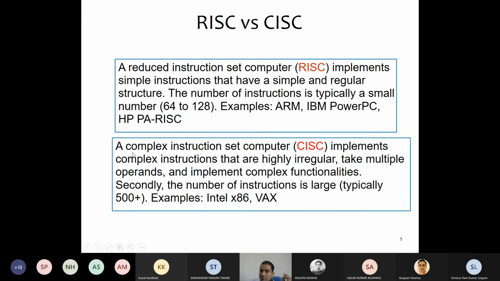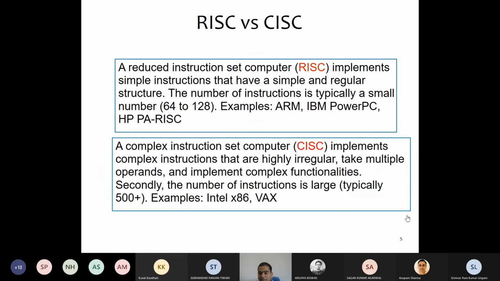Whereas a CISC implements complex instruction sets that are highly irregular, take multiple operands, and implement complex functionalities. That means in CISC you have very few instructions, but they can do a lot of things. For example, in CISC you may have one straightforward instruction for computing sine, cosine, or tan theta. Whereas RISC will never have it. In RISC, you will have to compute sin theta, cos theta, tan theta using maybe a Taylor series expansion or some other method in software. And the number of instructions is large.